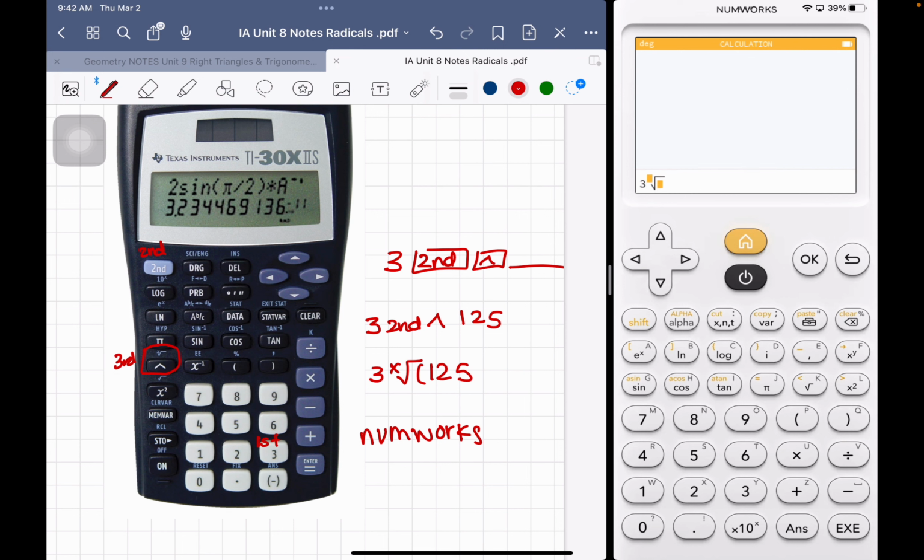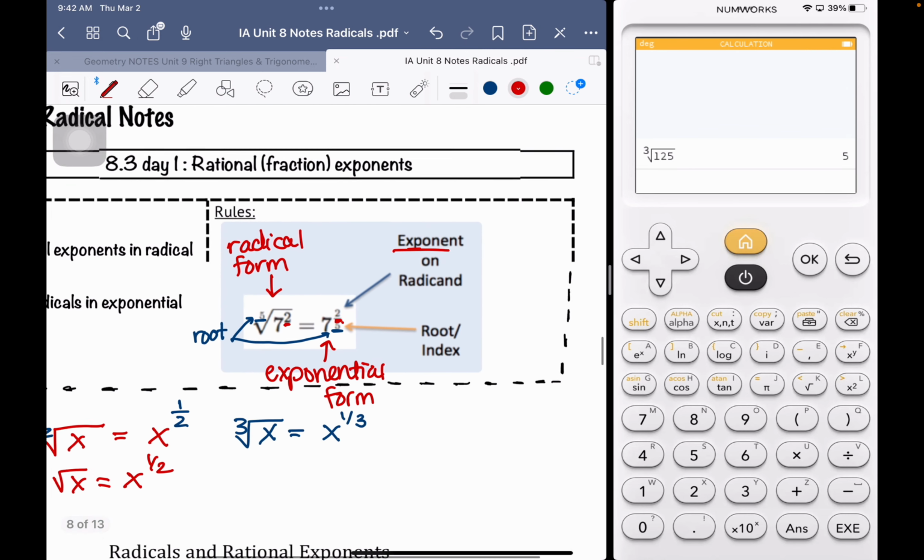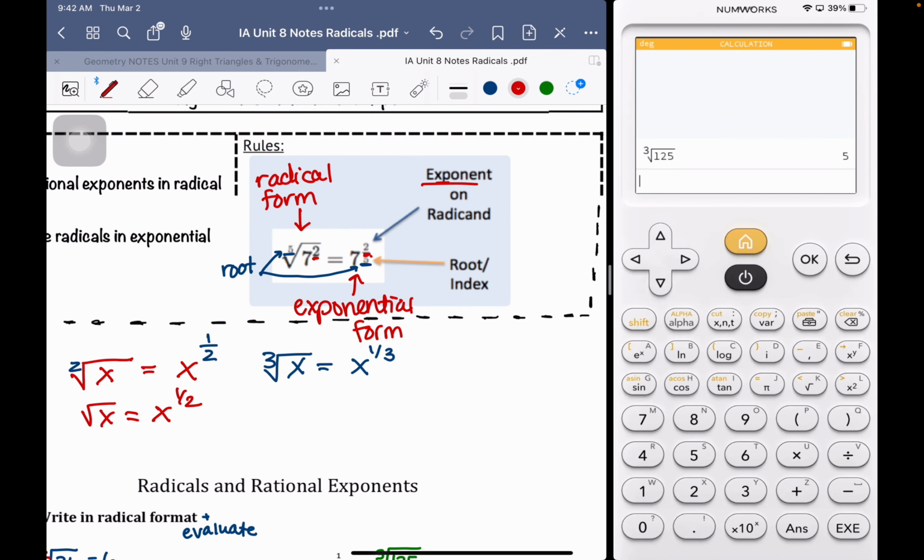Oh, this one you have to put the 3 here. And then you would do 125 and hit evaluate. And that's how you would get the 5. Okay, so enough of that.